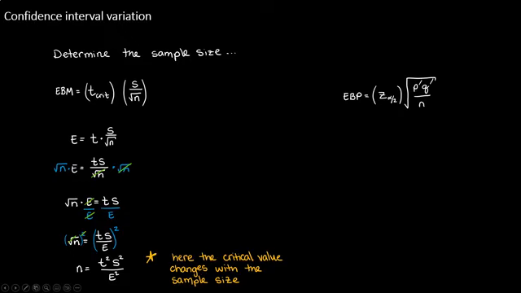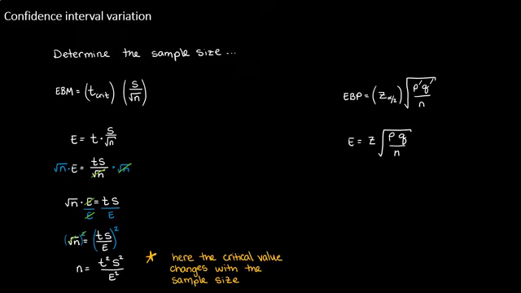So here, the critical value changes with the sample size. We're not totally able to determine what sample we need by using this formula. But let's take a look at the error-bound proportion. If we're making an interval to estimate the population proportion, we would calculate the error-bound proportion. So we need to solve this equation for n.